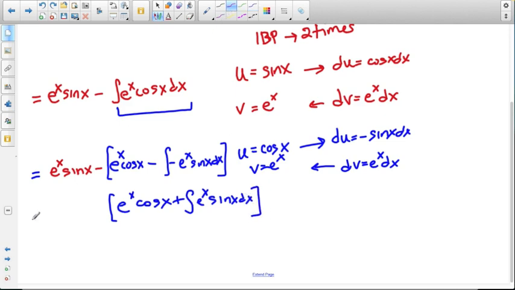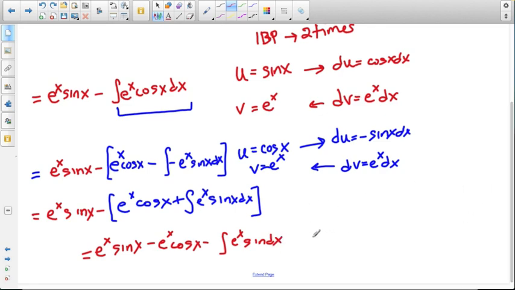For that portion of the answer. And now what happens is that I'm going to go ahead and get rid of the brackets here and rewrite this. So this equals e to the x sine x minus e to the x cosine x minus, distributing that minus sign, the integral of e to the x sine x dx.